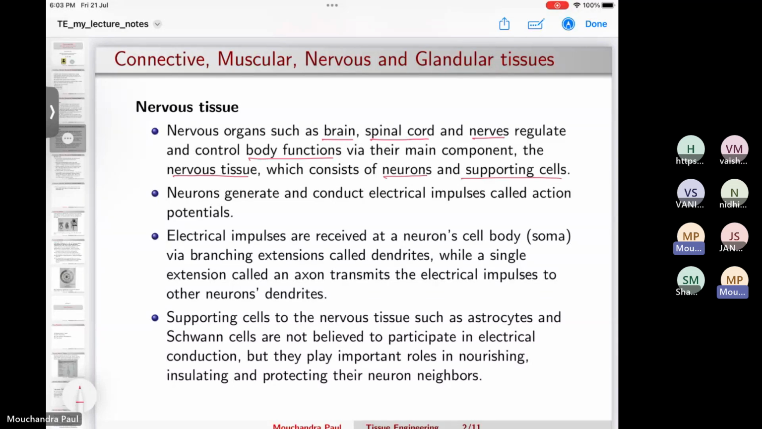If you remember the structure of neurons, there is a cell body and there is an axon, and from the cell body the dendrites come out. If you recall that structure, we already know that these neurons can generate as well as conduct electrical impulses, and this is called an action potential.